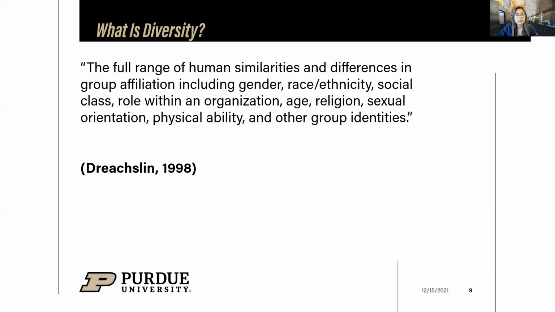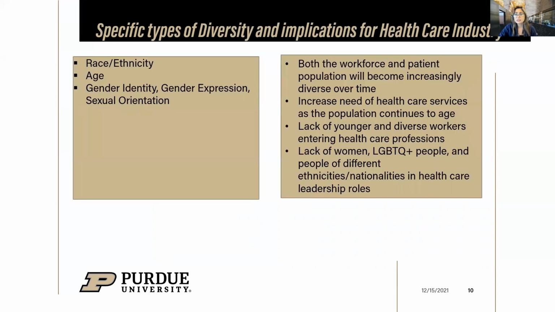Keeping that in mind, any good healthcare manager needs to know what exactly diversity is and how to manage that diversity. Now, diversity in its definition is the full range of human similarities and differences in group affiliations, including gender, race, ethnicity, social class, role within an organization, age, religion, sexual orientation, physical ability, and other group identities. So essentially, diversity is a lot of things, from differences in education, language, and background to race and gender identity. What does that mean in healthcare, though?